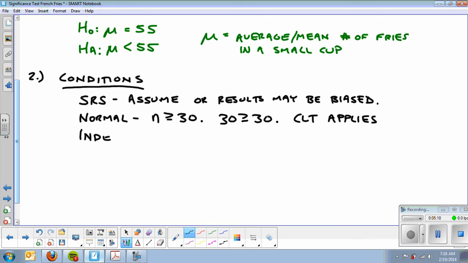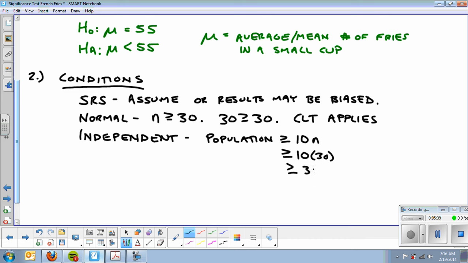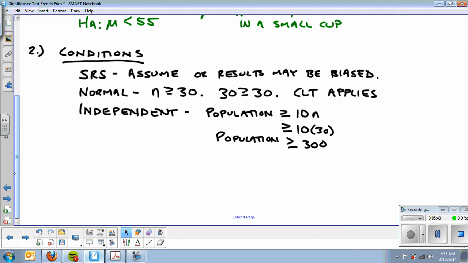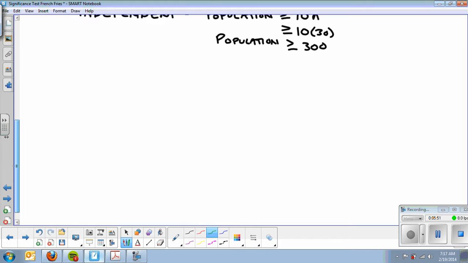And the last one, independent. And that, of course, is our population greater than or equal to 10n. And, of course, this is 10 times 30, and that's 300. So I'm going to go ahead and say that there are more than 300 cups of fries in the population. So that one is met as well. All right, now we move on to some fun stuff. Calculations.